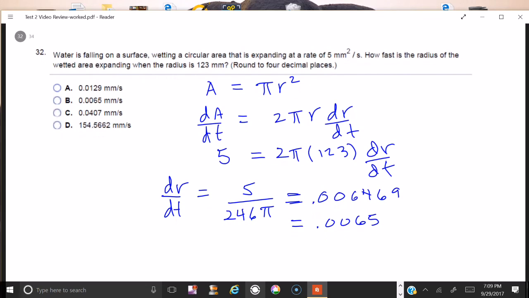Now here is another related rate problem. Water is falling on a surface, wetting a circular area. The circular area is going to be, for a circle, pi r squared, and it's expanding at a rate of 5 millimeters squared per second. How fast is the radius of the wetted area expanding when the radius is 123 millimeters?